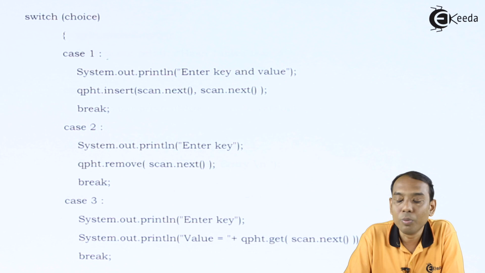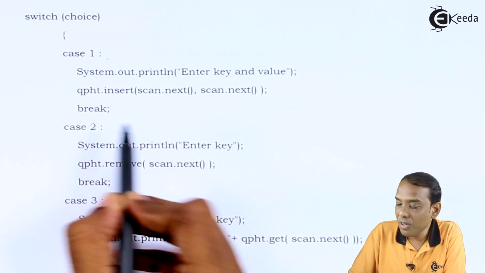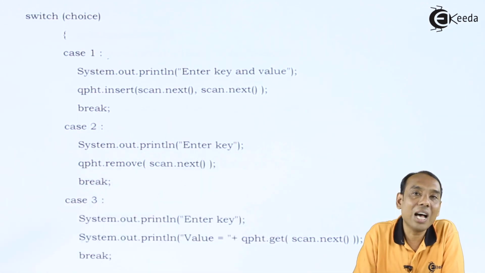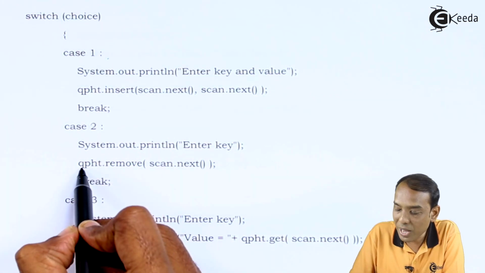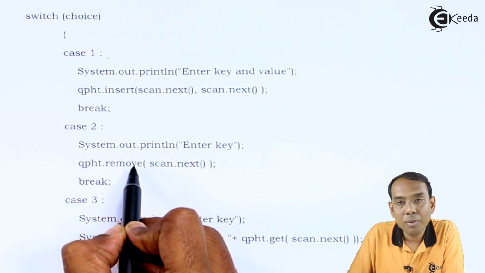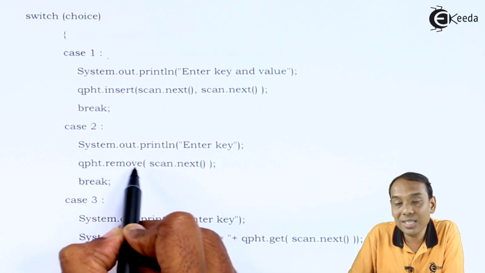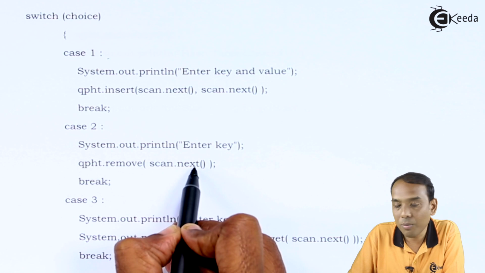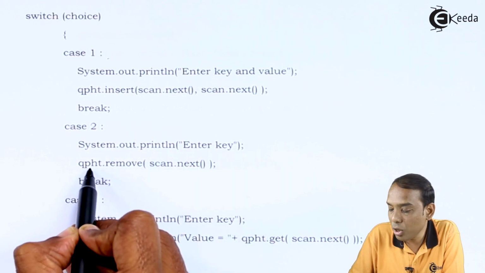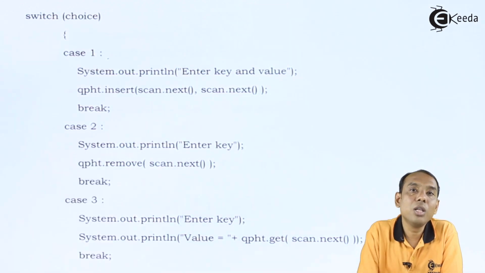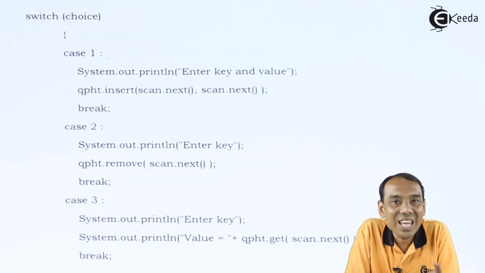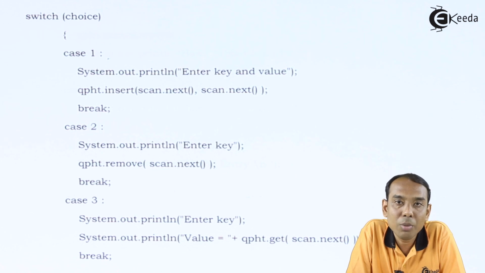Let us move to the next operation. Case number 2. For case number 2, we have enter key. We are going to ask the user to enter the key, and based on this, we are going to call the function. We call the QPHT object's method, the function called remove, and the key is taken from the user. So we have QPHT.remove, and the particular key is taken from the user. Based on this, the remove function is called. So the key is removed and its corresponding value is also removed using case number 2.